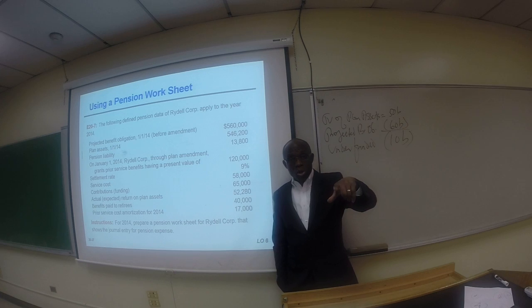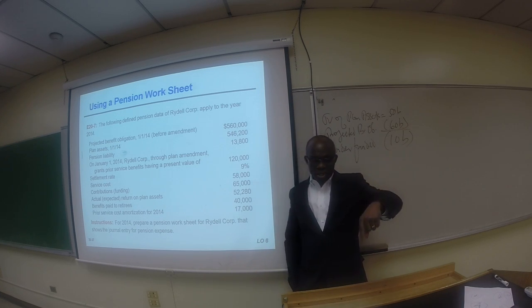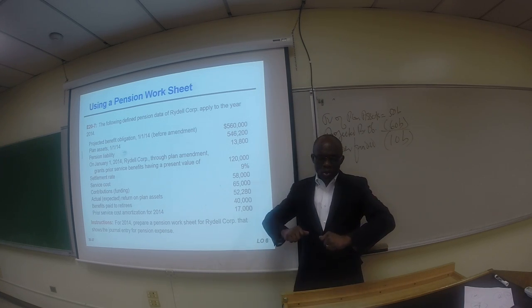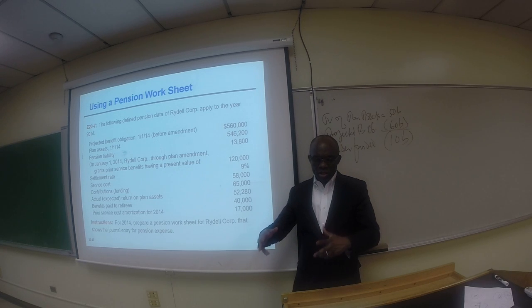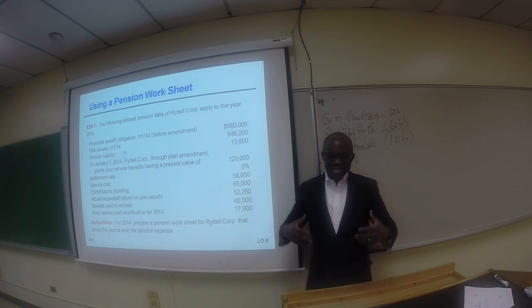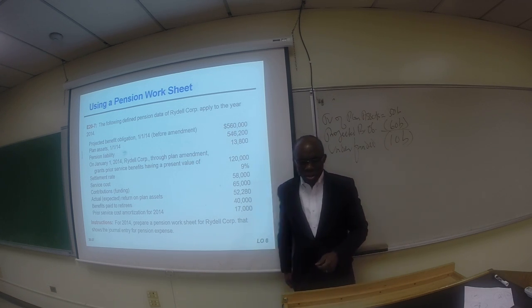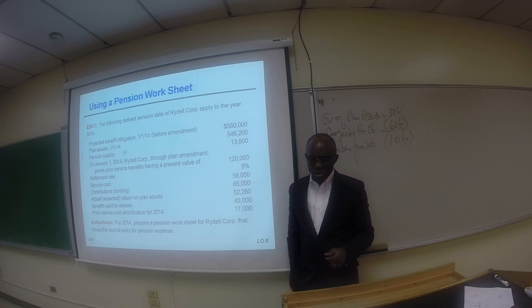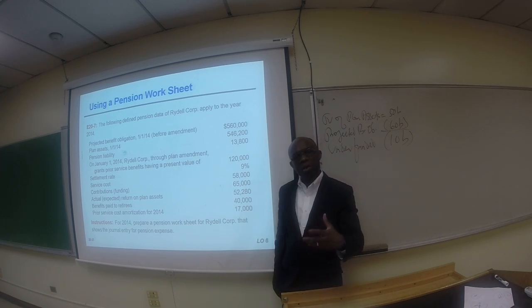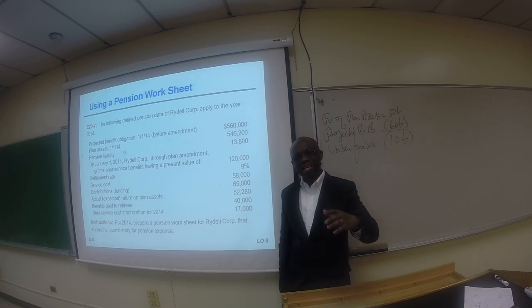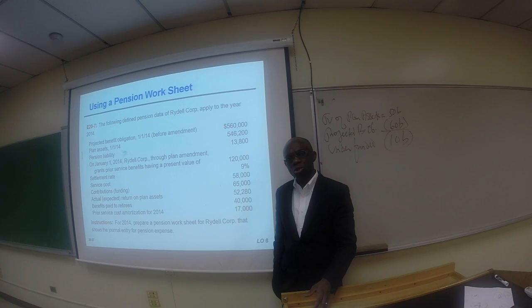I want you to take a note here. The benefits that we pay to retirees in this current year obviously are different from the service cost of the current year. The prior service cost amortization for this year is $17,000. So let's take a look at how we are going to use the pension worksheet to determine the amounts that we need to make the journal entries for pension expense.